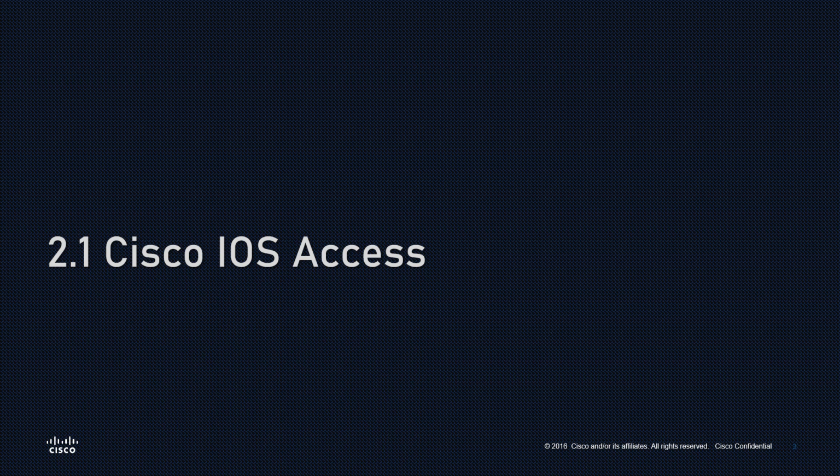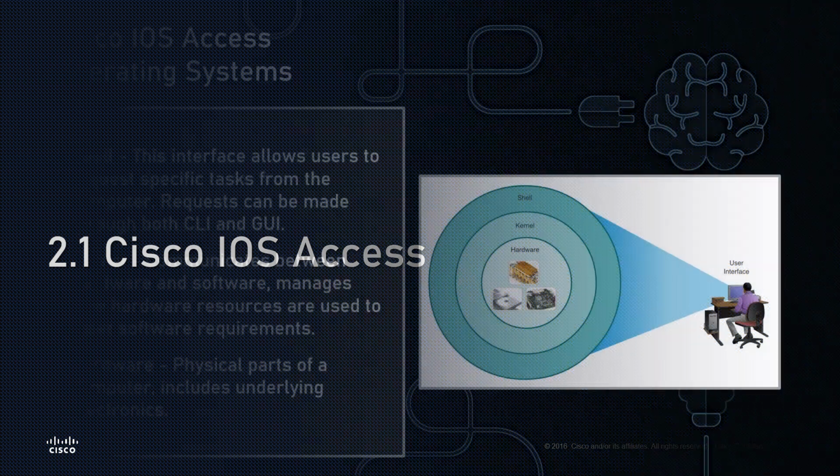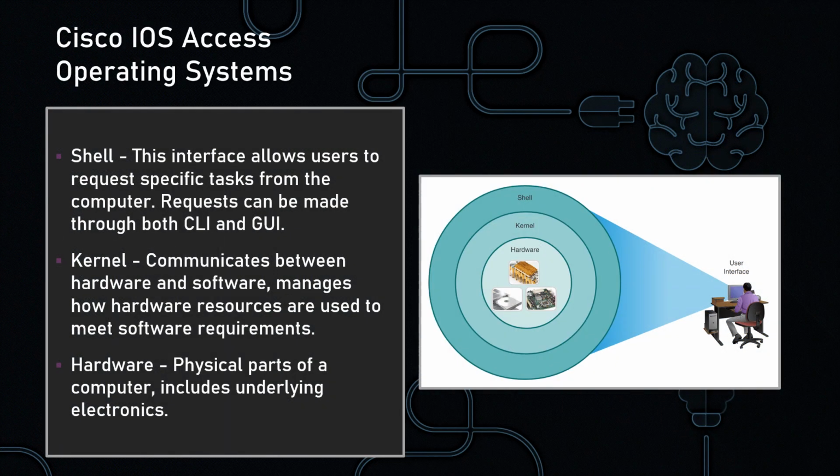So let's look at iOS access first. There are three separate layers that we talk about when dealing with iOS access. We have the shell, which is user-facing, the kernel, which is between the hardware and the software, and the hardware itself, the underlying electronics of the devices with which we operate. So when we input a command into the shell, it has to be interpreted by the compiler, passed through the kernel, and then interpreted by the hardware as actual physical instructions.